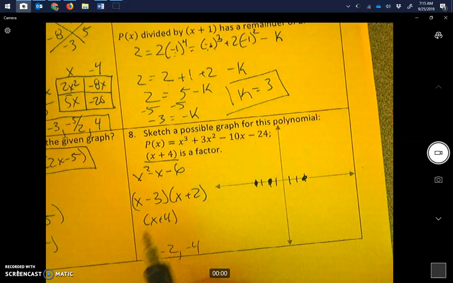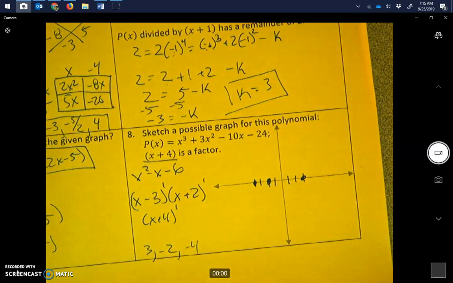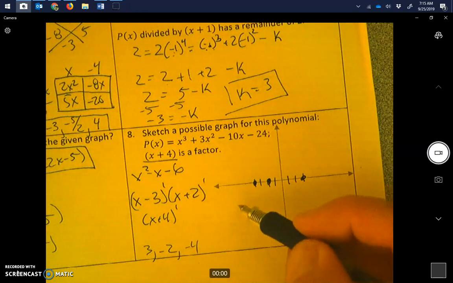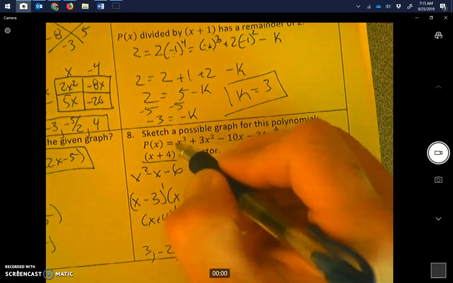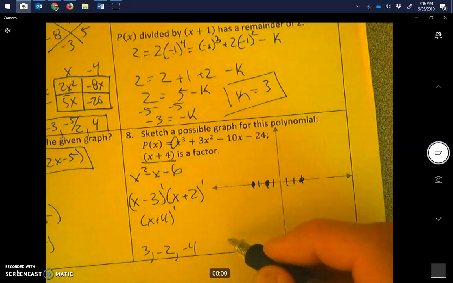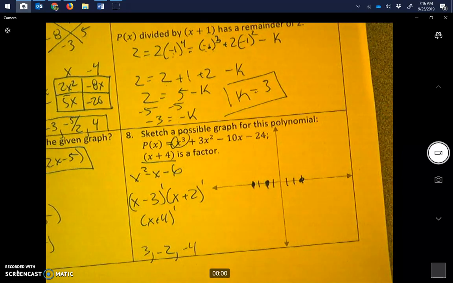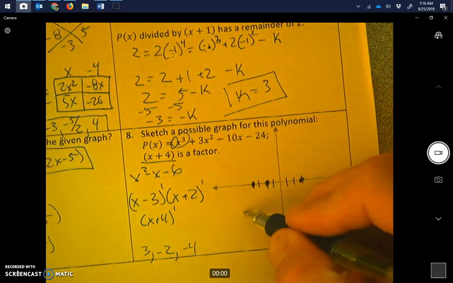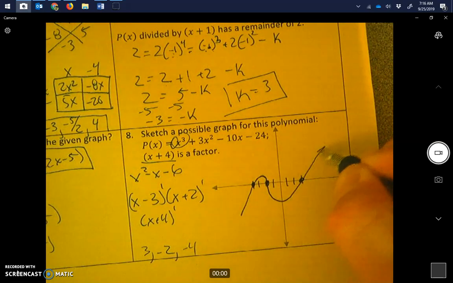All right, and these are all regular. They're single exponents on the outside, so we're not going to have any touching. It's going to go through. And then the last thing we need to look at is the sign of our leading term. It's positive, which means that we're going to start down here and end up here because it's an x to the 3. Okay, that's one of the assignments that we worked on in class. So going up, back through, and back up.